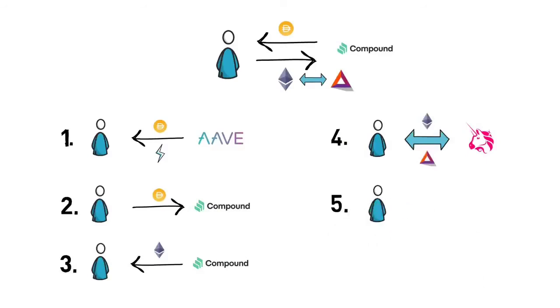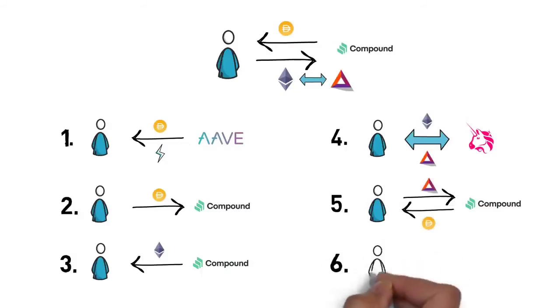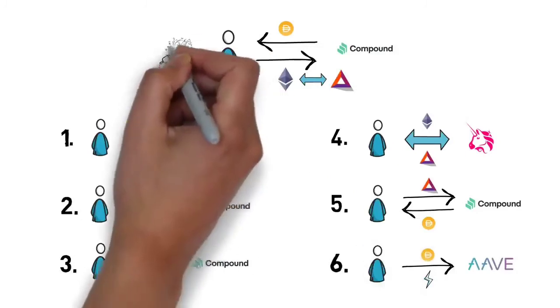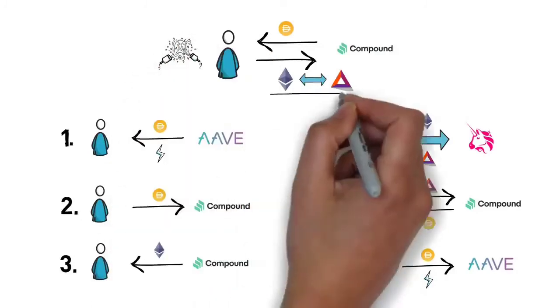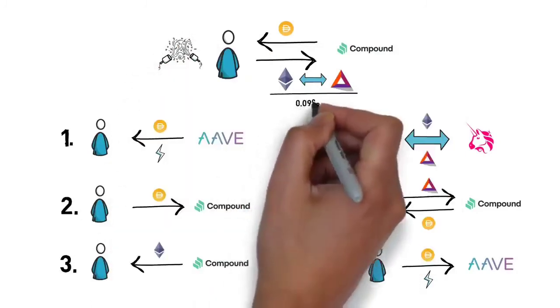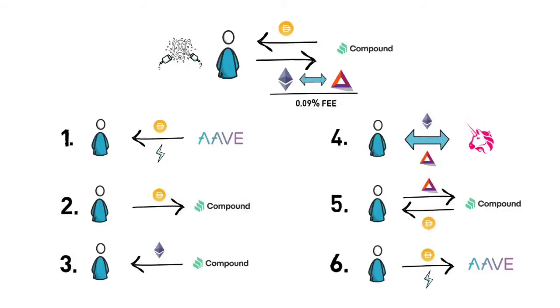Supply BAT as collateral on Compound. Borrow DAI against your BAT collateral. Repay flash loan with borrowed DAI plus fees. Congrats! You just swapped your collateral from ETH to BAT and paid 0.09% of the borrowed amount for this.